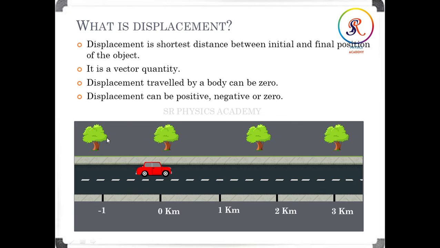So we will discuss each point here. Displacement travelled by a body can be 0; displacement can be positive, negative or 0. Let the car move from the initial point. Okay, so this is considered as 0. 0 means we can consider this is the initial point. Now it moves from the initial point. When it moves forward, 1 kilometer, again 2 kilometer.